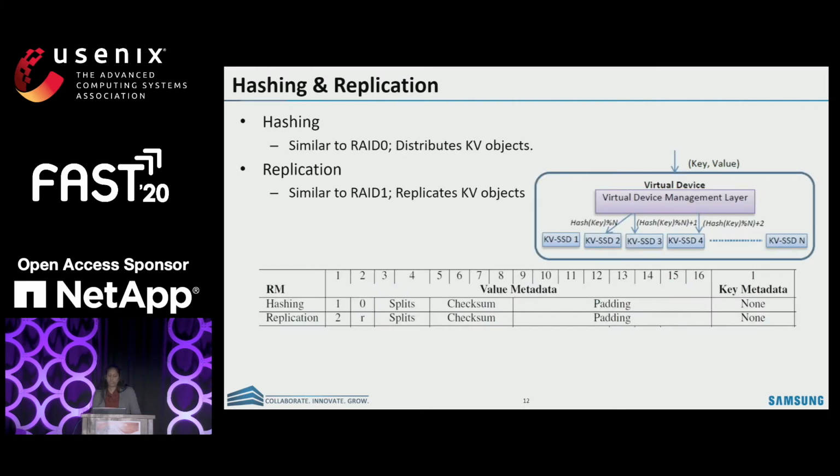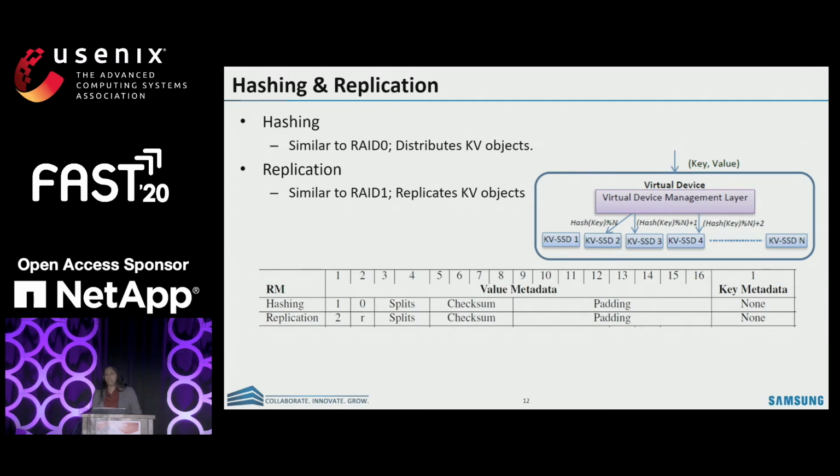So going to the reliability mechanisms, first, hashing is straightforward. You just use the hash function, determine the primary device, and store it there, and all operations are directed to the primary device. And replication: you determine the primary device, and you store the replicas to its adjacent neighbors.